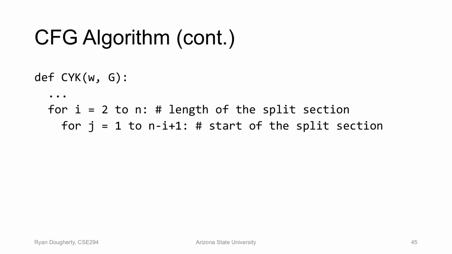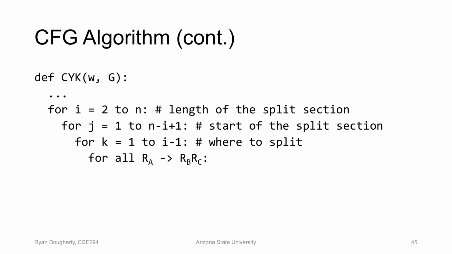No, sorry. I is the length of the split section. So like wi up to wj, and j means how long that split is, and k is where to split. So I is the length of the section. J is where we're going to start in the string, and k is where we're going to split it up.